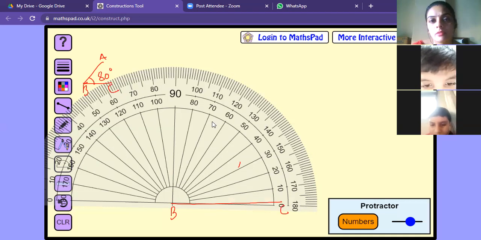So we have to see where the line goes to on the number. Now what is the angle measurement given over here? 80. So this way 10, 20, 30, 40, 50, 60, 70, 80. So here we will put a dot.